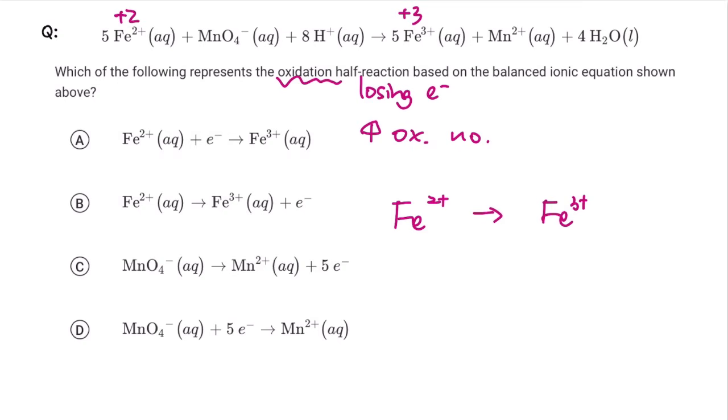But this is not done yet because I have to fill in the electrons to make sure the charges are balanced on both sides. On the left side, I have 2 plus charge. On the right side, I have 3 plus charge. So I have to put one single electron on the right side. So 3 minus 1 is equal to 2. So B is the right answer.